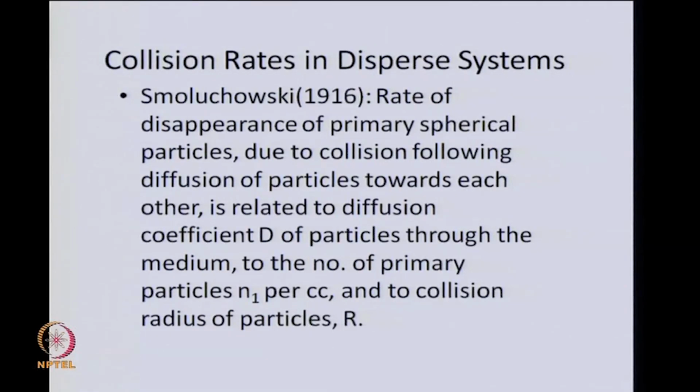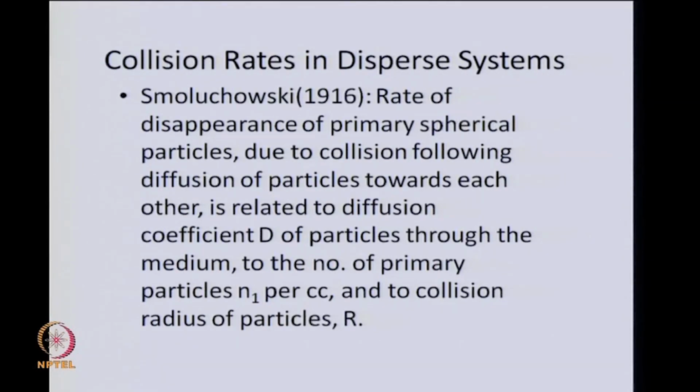n1 is the number of primary particles per cc, and there will come one other parameter called the collision radius of particles, capital R, or what is stated originally by Smoluchowski, the radius of the sphere of coagulation. I need to explain this a bit.